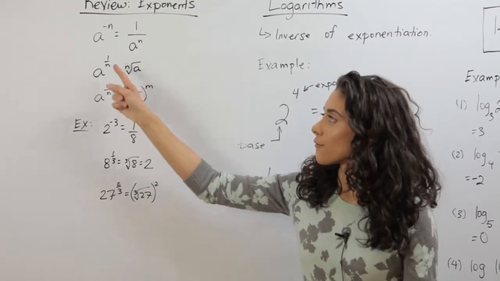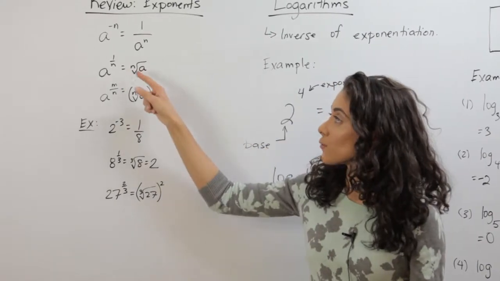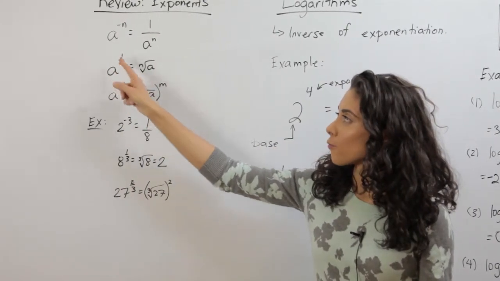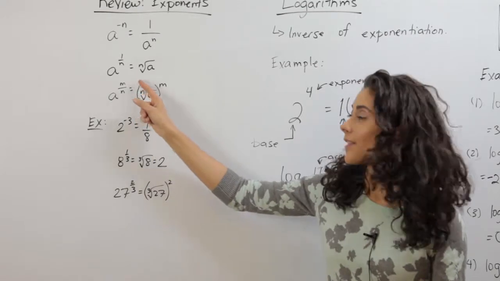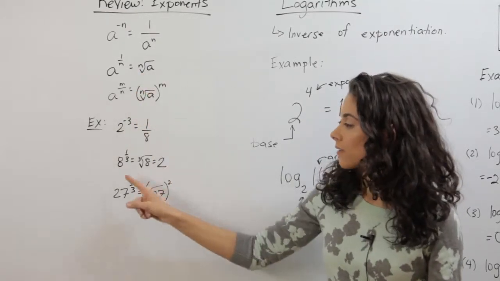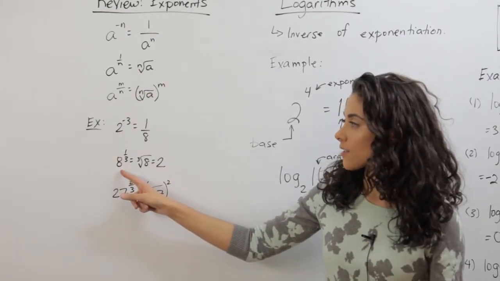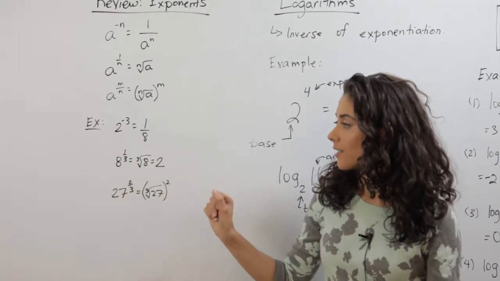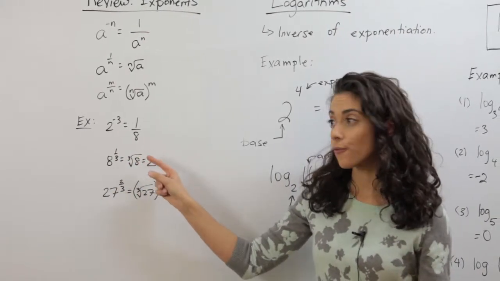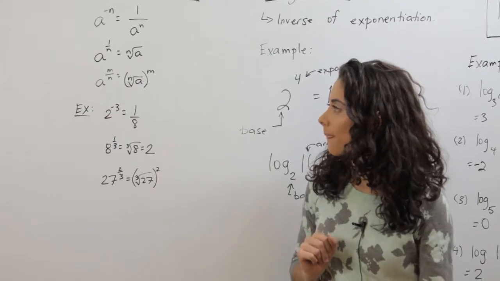Raising a base to a fractional exponent results in radicals. A to the power of 1 over n results in the nth root of a. So for example, 8 raised to the power of 1/3 is the same as the cube root, or third root, of 8, which equals 2.